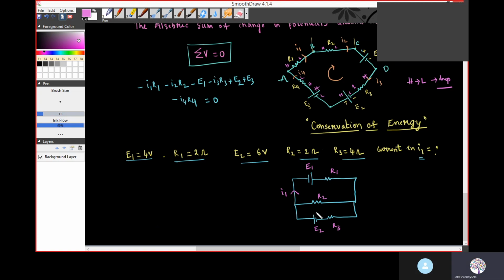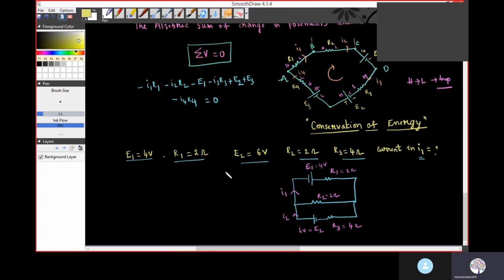In this loop, the current here is I2. R3 is 4 ohm from the data. R2 is 2 ohm. So we write it here. R1 is how much? 2 ohms. E1 is 4 volts. E2 is 6 volts.